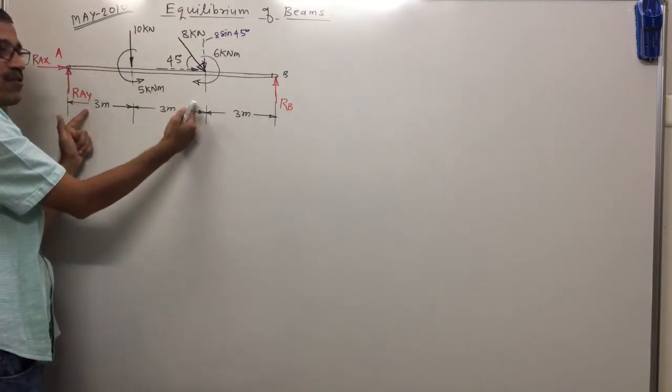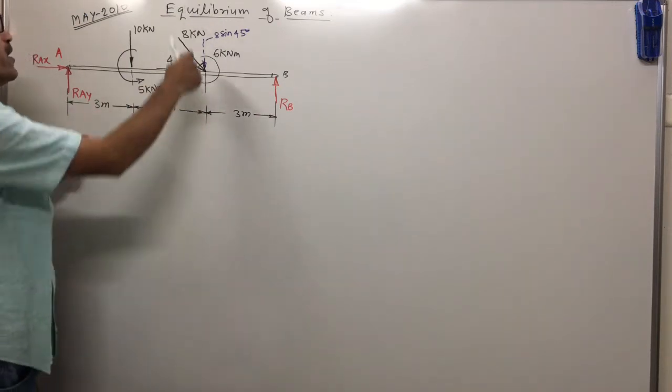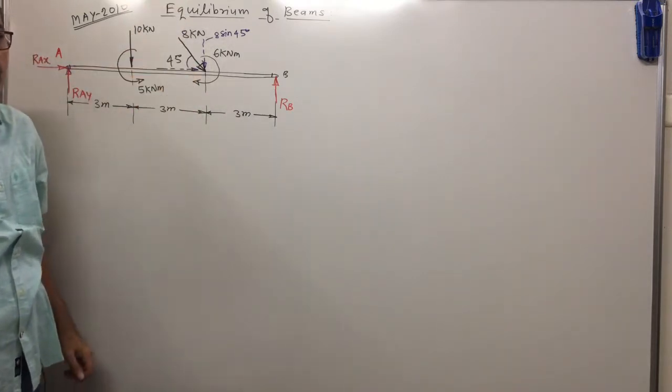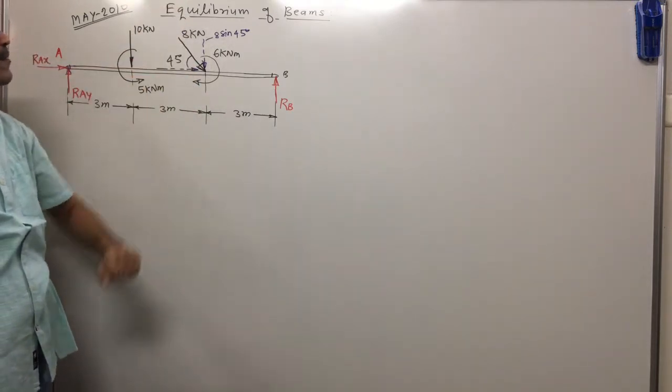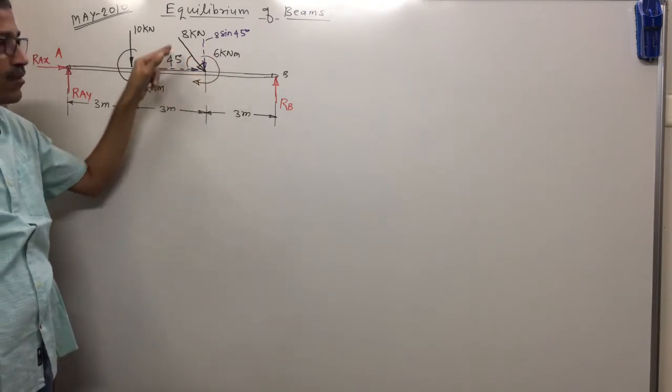That means 8 sin 45 into line of action vertical. This 6 is the horizontal distance. For a vertical force, perpendicular distance is horizontal. 8 sin 45 into 6. Direction of moment clockwise. That means we will write it with minus sign. Moment of horizontal component is 0. 6 already clockwise, so minus.